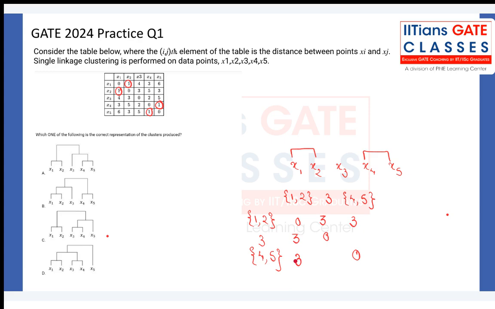Now distance of 3 to 4, 5, minimum of distance from 3 to 4, 3 to 5, which is 2. So which is the next candidate? Next candidate is 2. So you merge this 3 with this 2. And then certainly you will merge these two. So which one is the correct answer? A is the right answer. Okay, good.